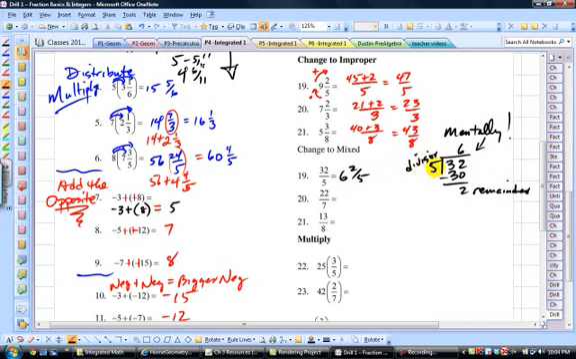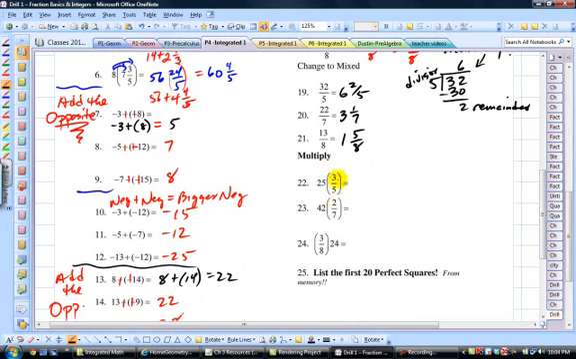So 6 2/5. 7 divides into 22 3 times. 3 times 7, 21. So we're 1 short, or remainder 1. So 3 1/7. 8 divides into 13 1 time. 8 from 13 is 5, so 1 5/8. Alright? So you want to change to mixed.